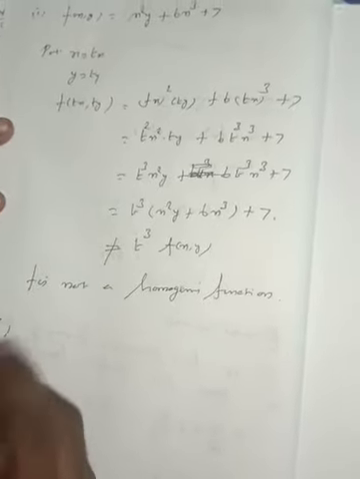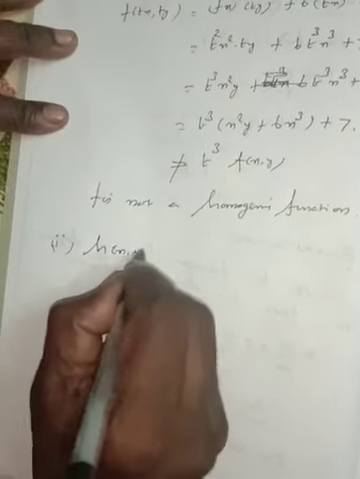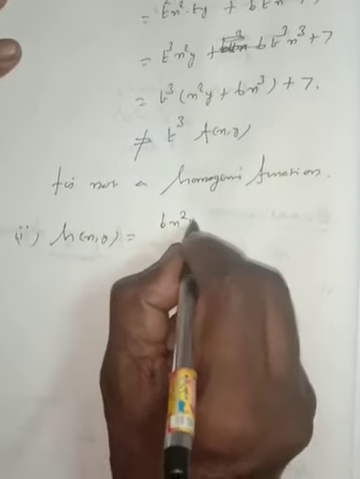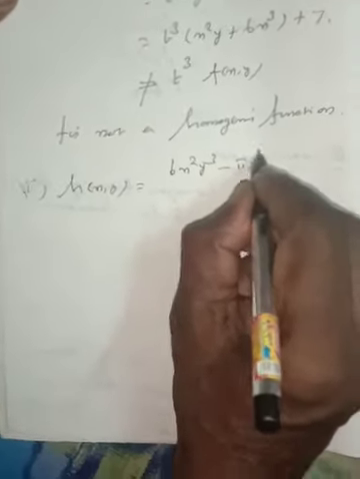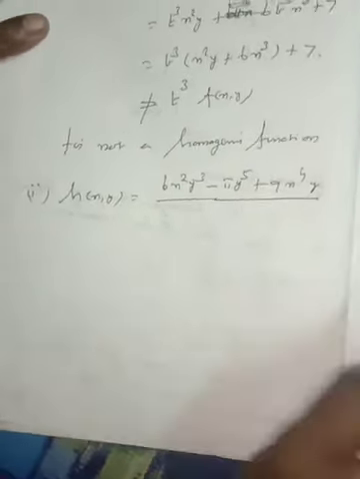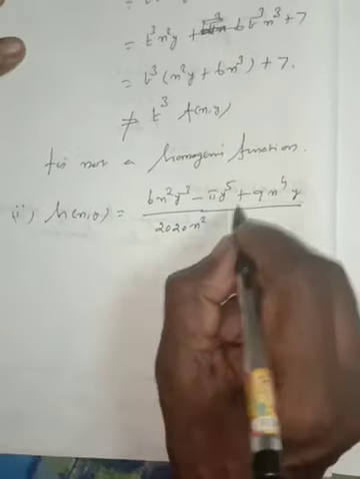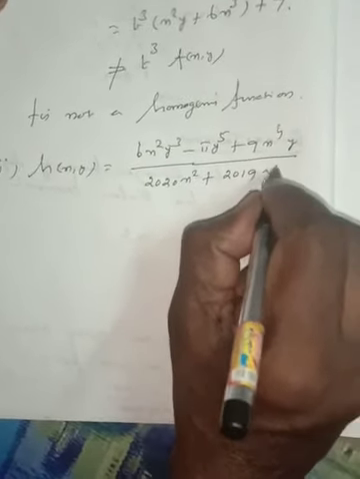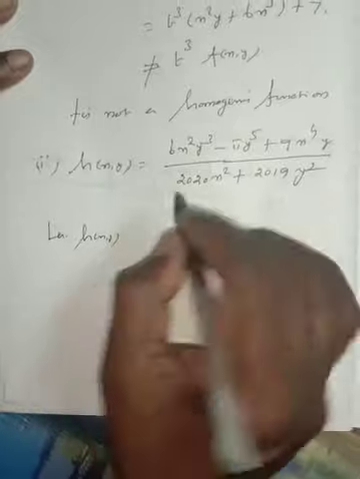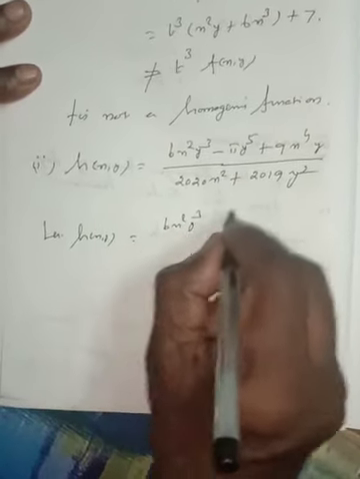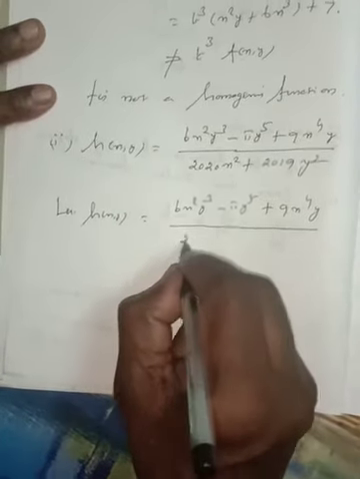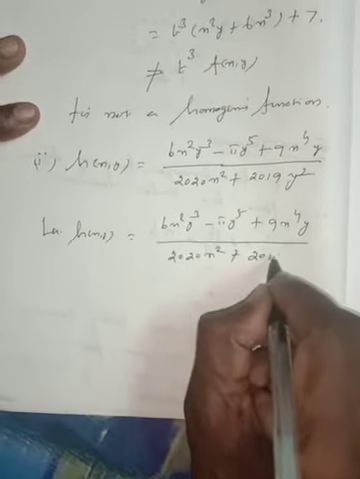Subdivision number 2. H of x y is equal to 6 x square y to the power of 3 minus 5 y to the power of 5 plus 9 x power 4 y, divided by 2020 x square plus 2019 y square.